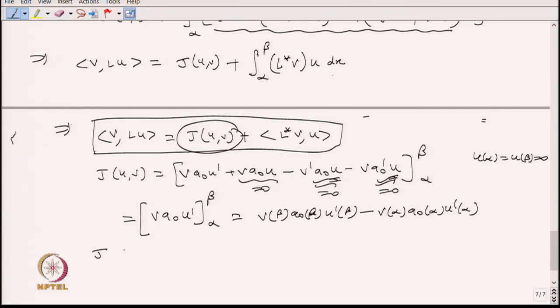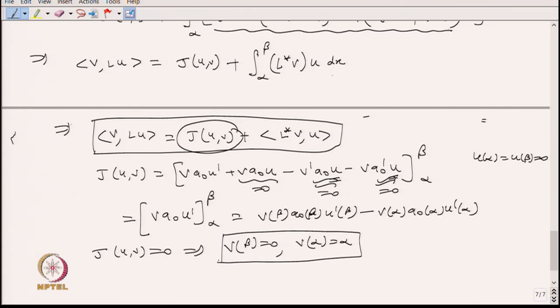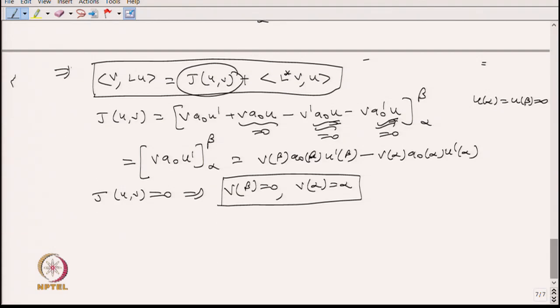Now, if my concomitant of u and v is 0, if I take this equal to 0, then if I choose v beta equal to 0 and v alpha equal to 0, from there I will get a new type of condition on the function v, that v alpha is 0 and v beta is also 0. So, if I have this, then I can have v L of u same as L star v for u.